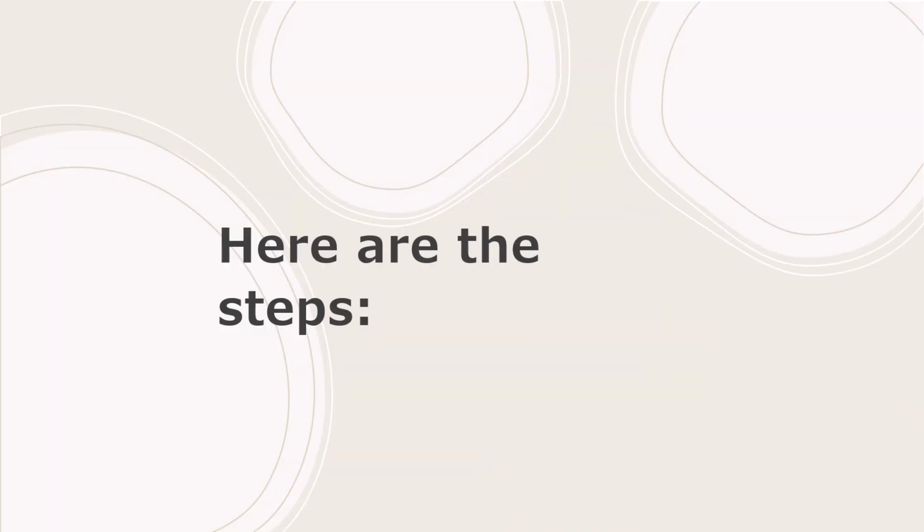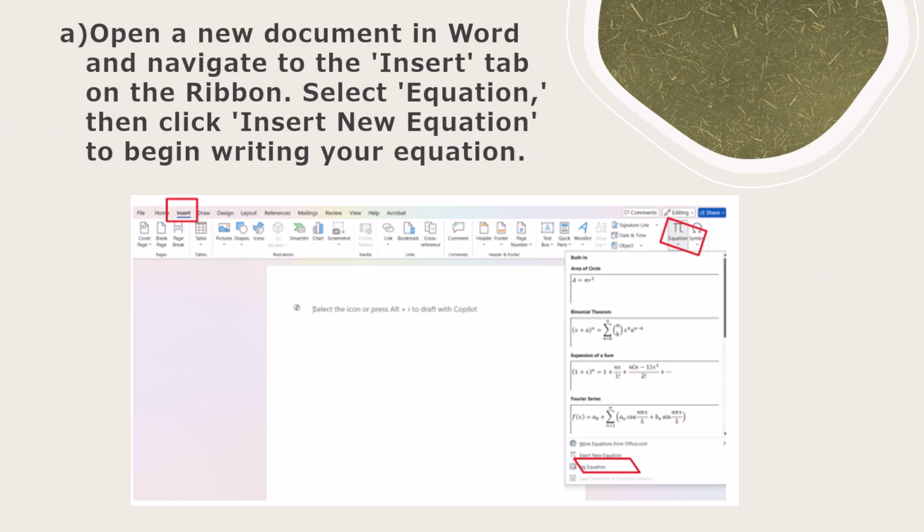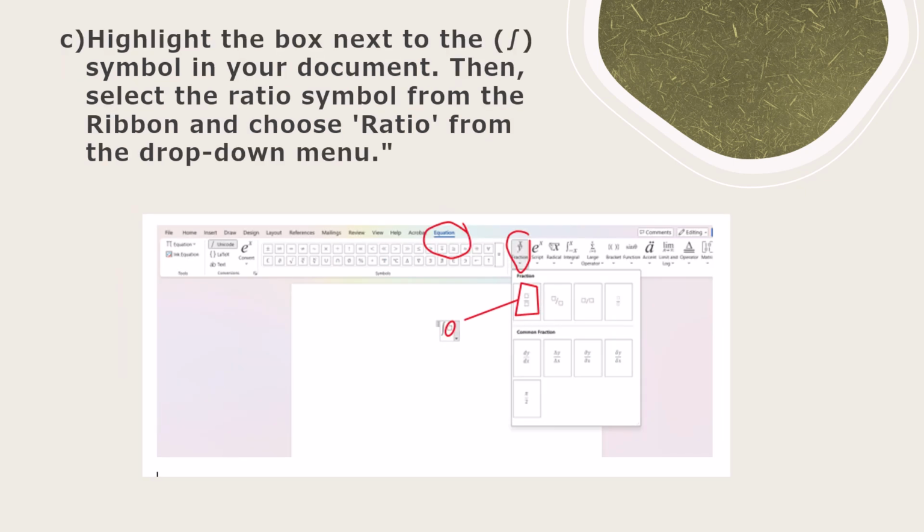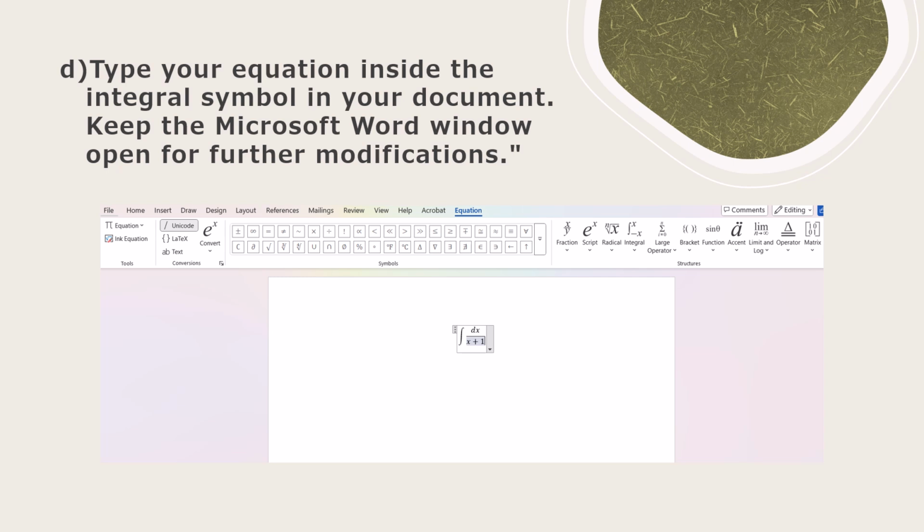Here are the steps. Open a new Word document, go to the Insert tab, and select Equation. From the drop-down menu, highlight Insert New Equation. Since you want to integrate, select the Integral symbol from the menu. Also, since your function is a ratio, highlight the box next to the integral sign and select Ratio from the ribbon. Type in your equation next to the integral sign.